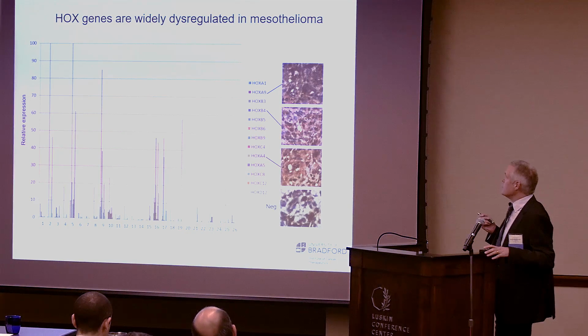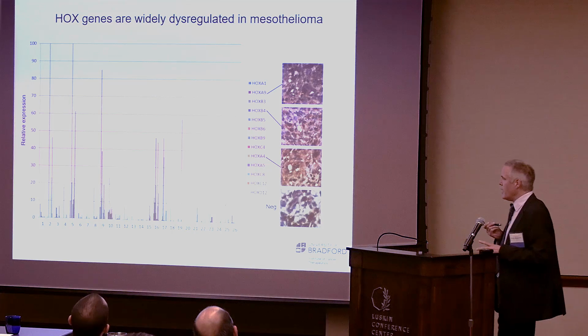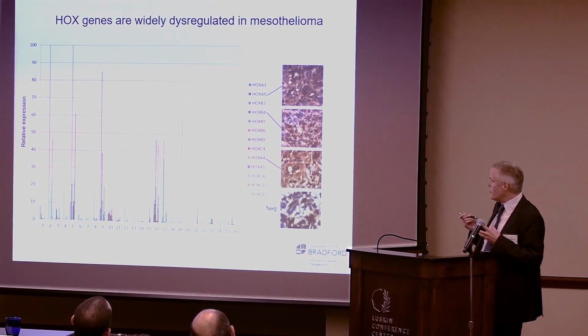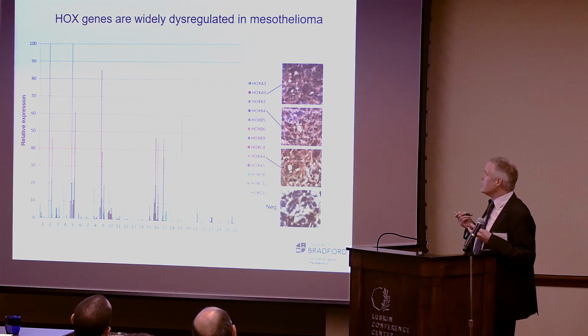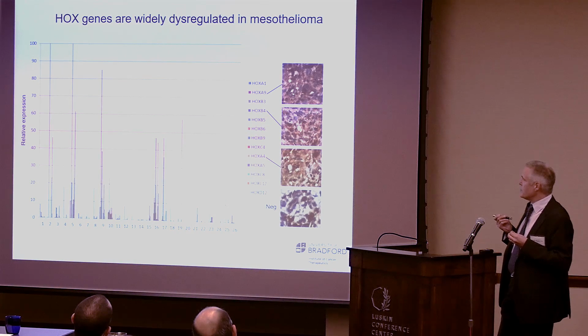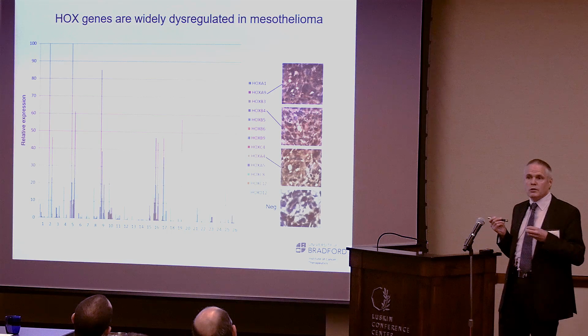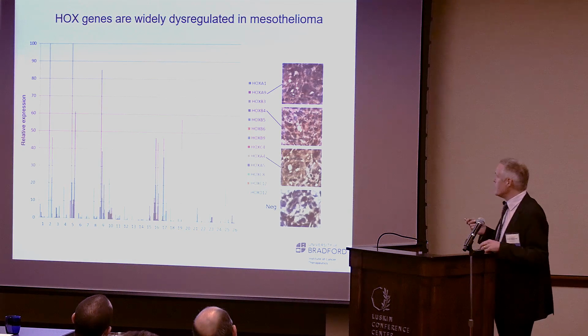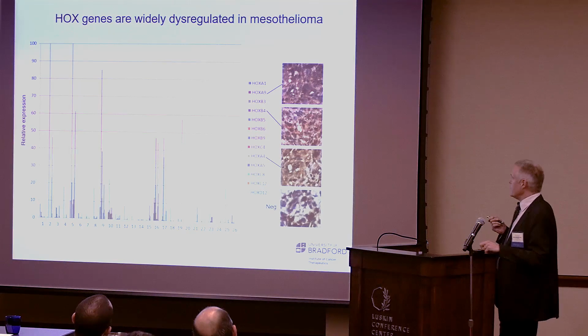And this includes mesothelioma, and in fact mesothelioma is one of the malignancies where you see the greatest degree of HOX gene dysregulation. In other words, mesothelioma is an example of a cancer where you see a large number of these HOX genes being switched back on compared to normal cells of the mesothelium. And this figure just essentially shows an example of this.